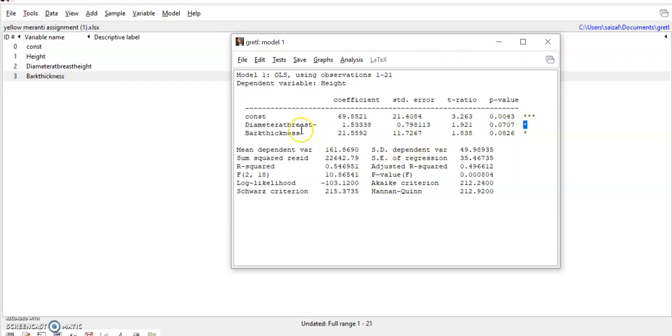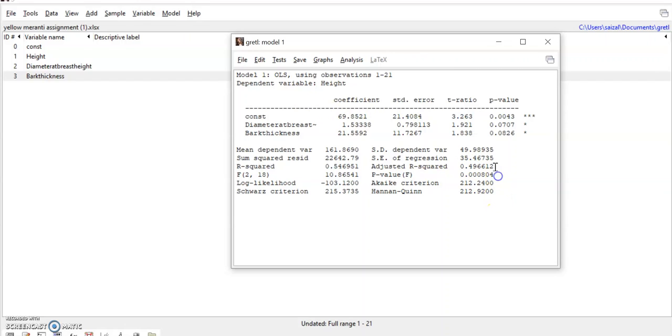So that's what it means. And apart from the coefficient as well as the p-value, you also have to look into the adjusted r squared, which is our main focus. This can be adjusted r squared or r squared, but adjusted r squared is more ideal.